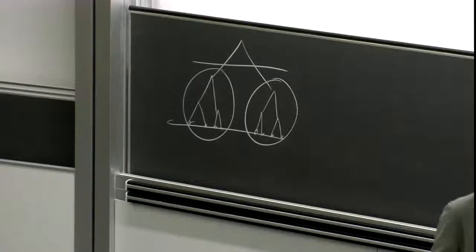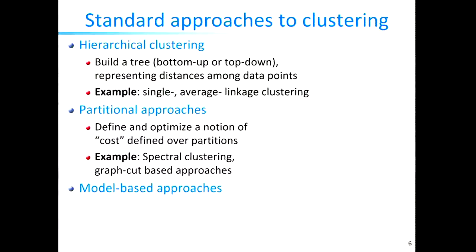Okay, so the next family of clustering approaches are called partitioning approaches, or partitional clustering approaches. And they basically take this definition of a clustering as a partition, right? You have a data set, you partition it into disjoint sets of points, right? And now you somehow define a cost function over those partitions and optimize that resulting cost function.